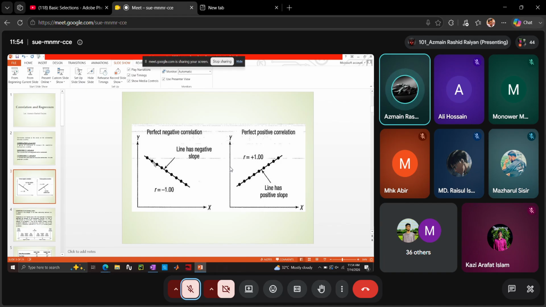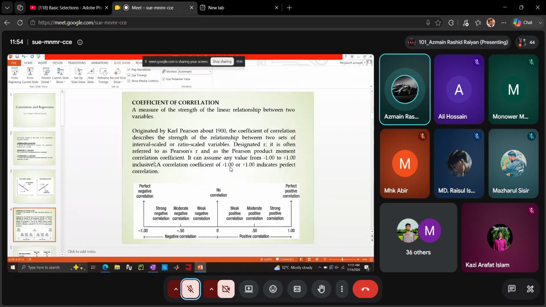So have you understood the significance of the sign of the correlation coefficient? What happens if it is positive and what happens if it is negative? Yes, sir. All right. Now let's talk about the value. We know what happens when the sign is positive or negative. Now let's talk about what is the significance of the value.